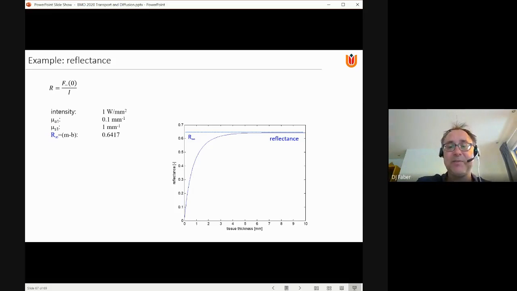So there's going to be some saturation in the reflectance, which basically tells us that in the end, if the tissue becomes thick enough, then the light can either be absorbed or reflected, because if the tissue is infinitely thick, there is no transmission. So that is what this example tells us.